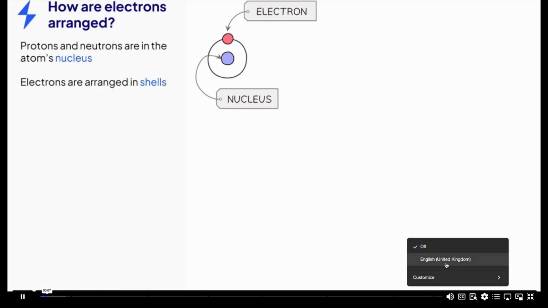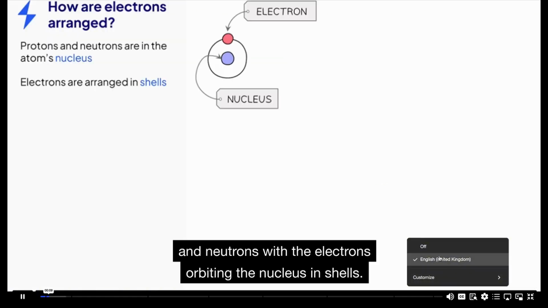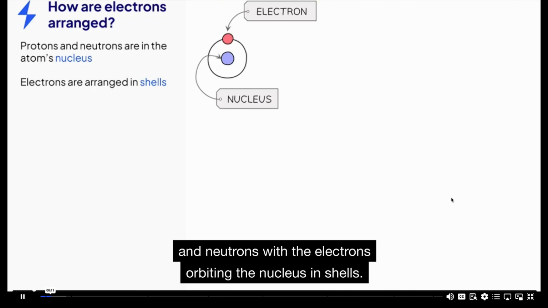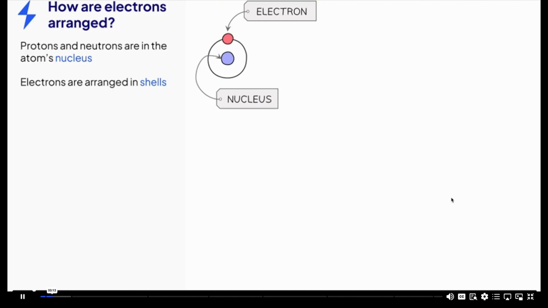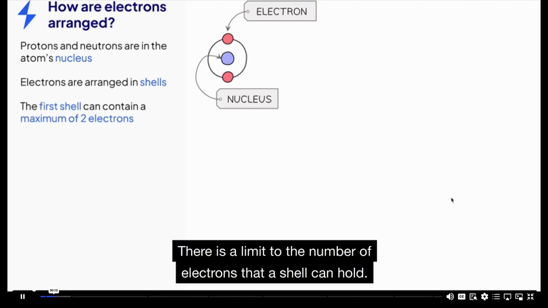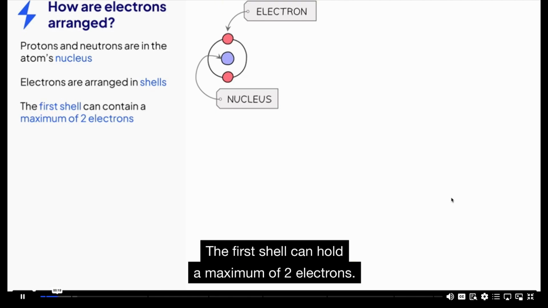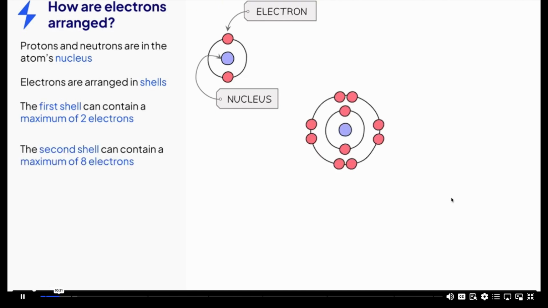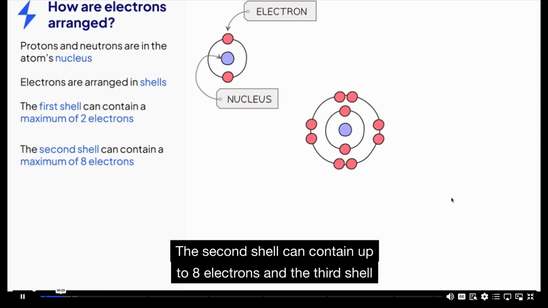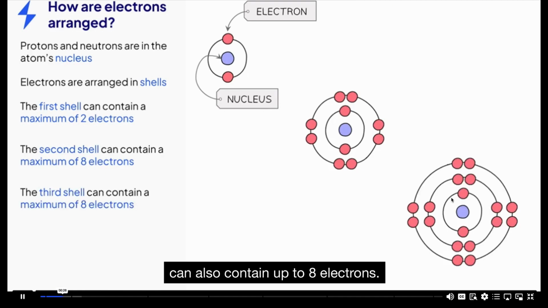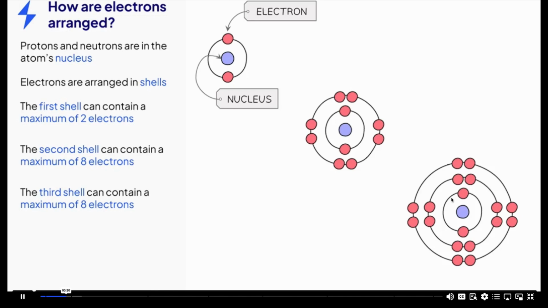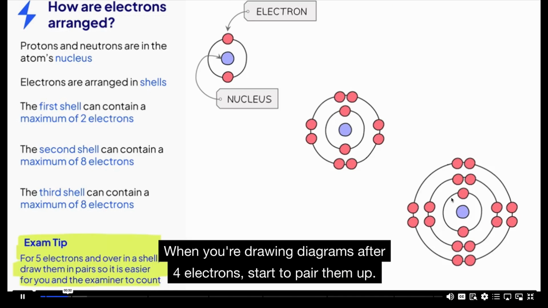An atom is made of a central nucleus containing the protons and neutrons, with the electrons orbiting the nucleus in shells. There is a limit to the number of electrons that a shell can hold. The first shell can hold a maximum of 2 electrons. The second shell can contain up to 8 electrons, and the third shell can also contain up to 8 electrons. When you're drawing diagrams, after 4 electrons, start to pair them up.